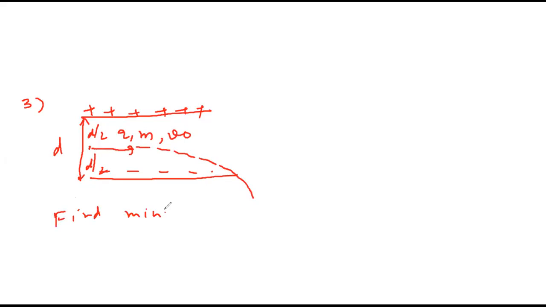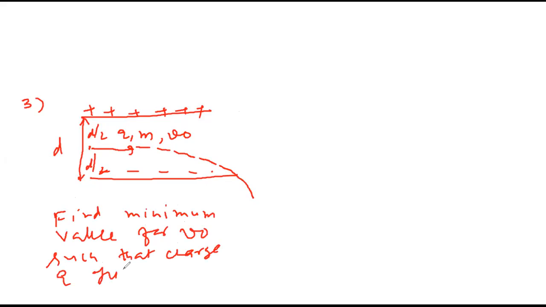Find the minimum value for v naught such that charge q just crosses the plate. So find the minimum value of this velocity such that it just crosses the plate. The length of the plate is L. Just crosses means it travels horizontal distance L. If it is more than this, it will come outside.